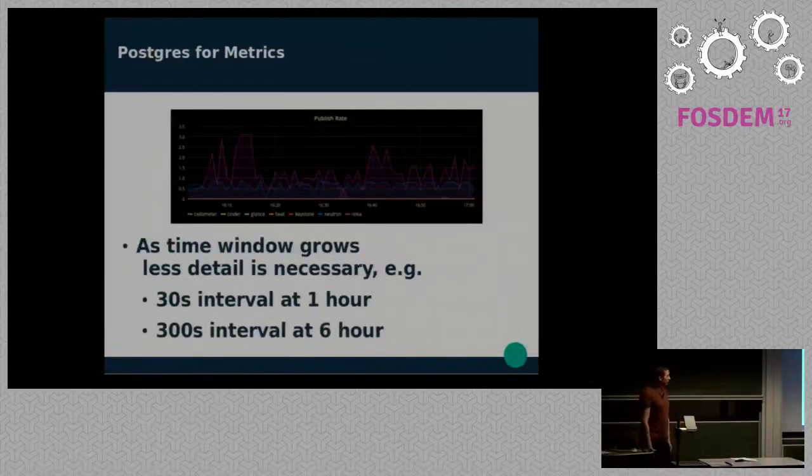So the problem with this, and this is the problem with all time series data, is that the actual detail that you need for a particular graph becomes less interesting the bigger the time window you're looking at. So if you're looking at a 24-hour time window or a 6-month time window, you don't need to plot every point from every 30 seconds on that graph. So you really don't have to store all of that detail.